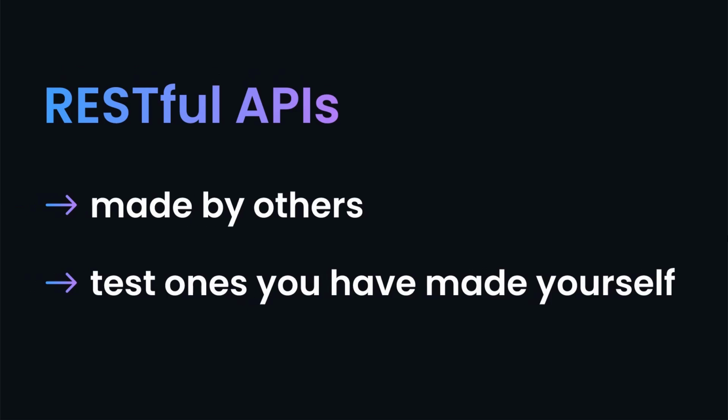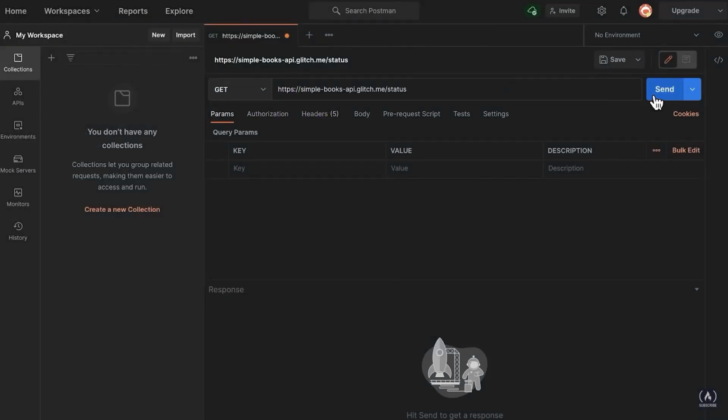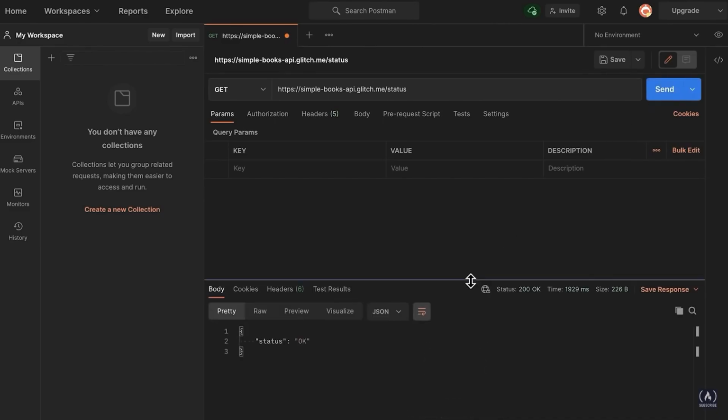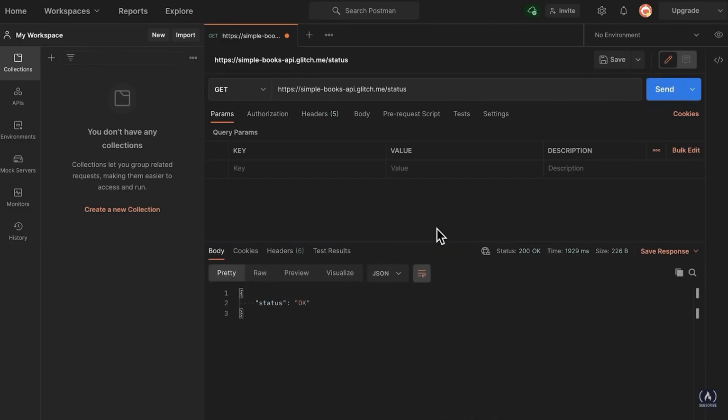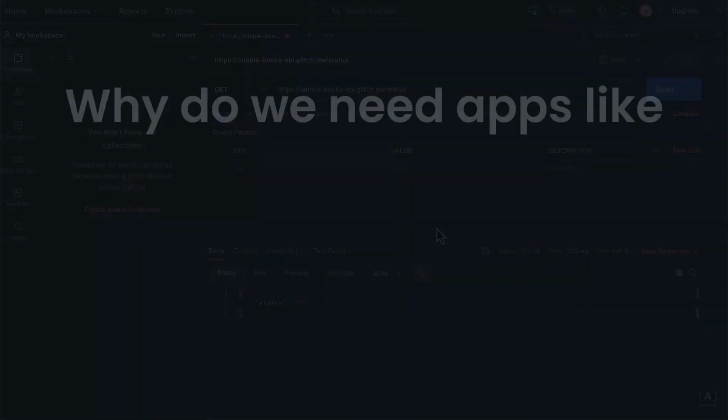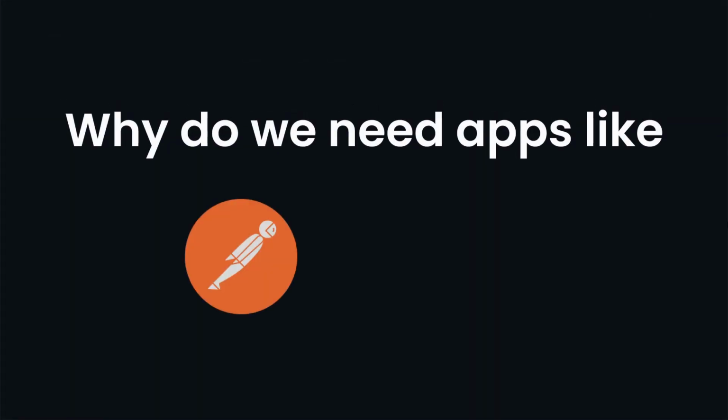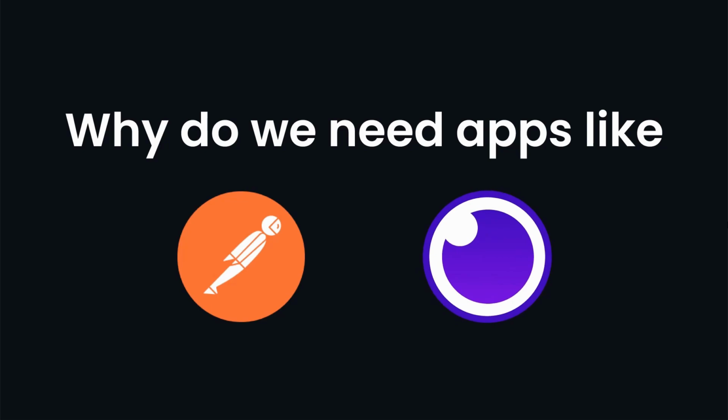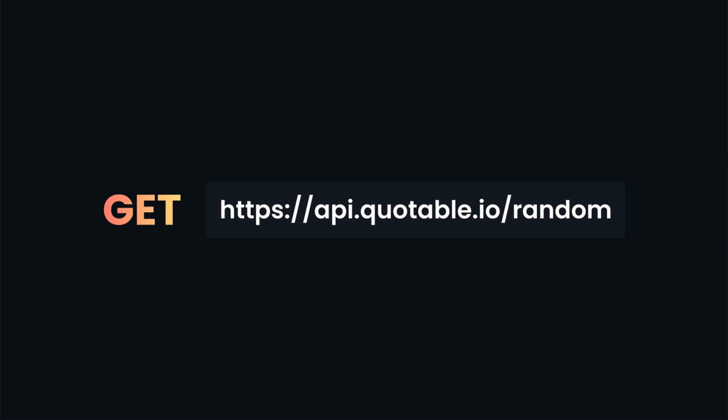It offers a sleek user interface with which you can make HTTP requests without the hassle of writing a bunch of code just to test out the API's functionality. Now, why do we need applications like Postman or Insomnia? Let's say I wanted to make a GET request to fetch famous quotes from an API.